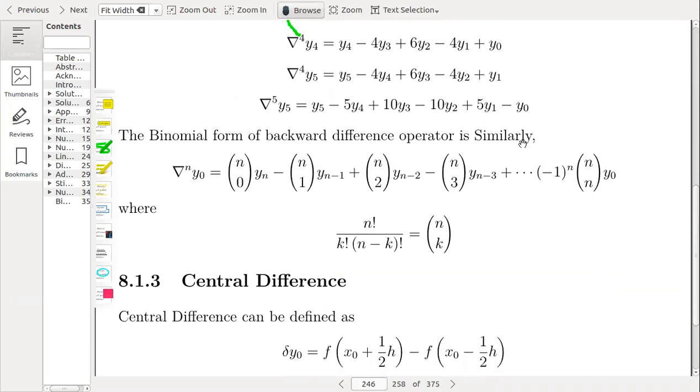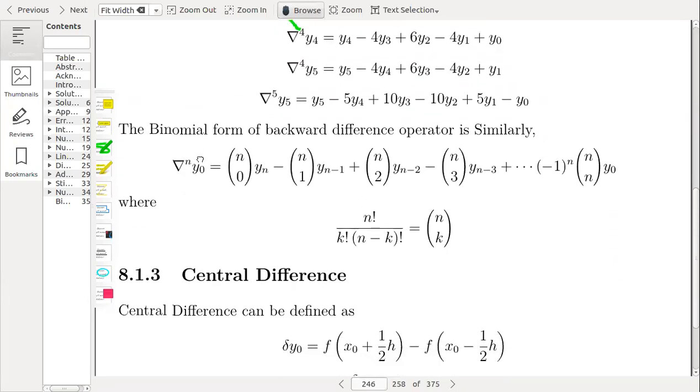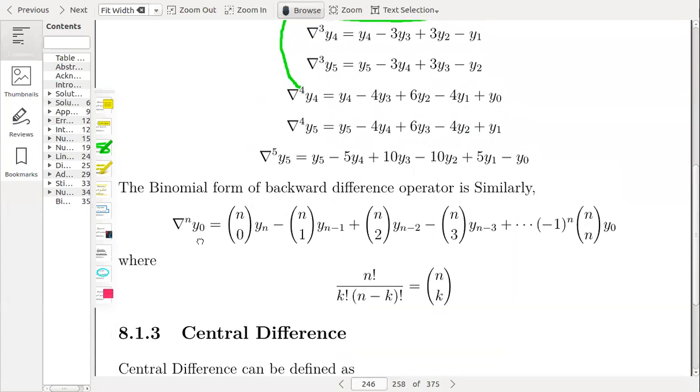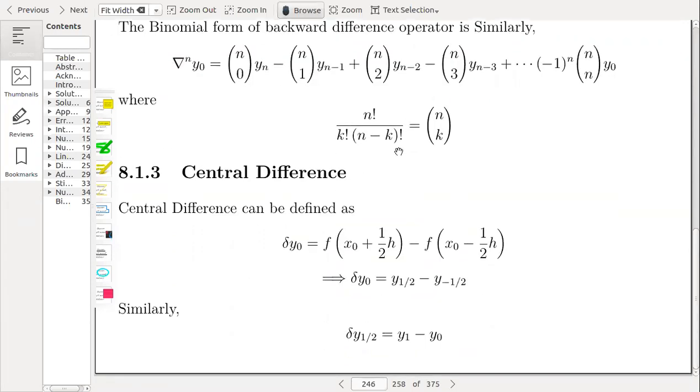That is why we can write it in the form of binomial coefficients. That is nabla n y n can be written as nC0 y n minus nC1 y n minus 1 and so on, where nCk can be evaluated as n factorial over k factorial into n minus k factorial.